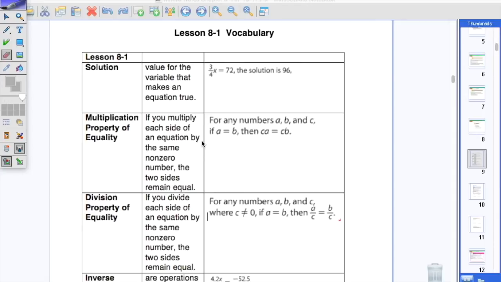Multiplication property of equality. If you multiply each side of an equation by the same non-zero number, the two sides remain equal. So for any number a, b, and c, if a is equal to b, then ca is equal to cb. So in the example, we're just multiplying both sides by c, which would be the same number.